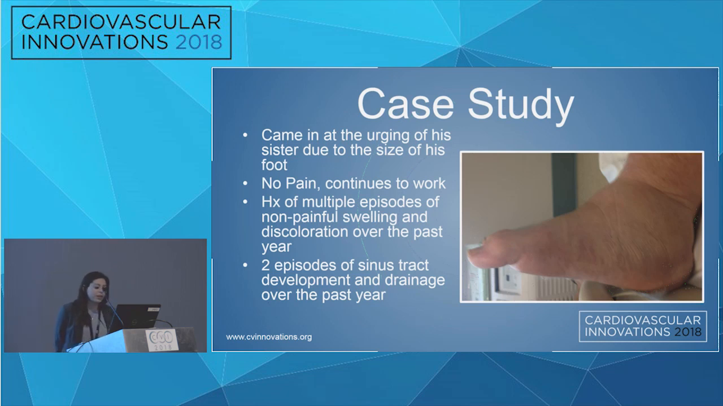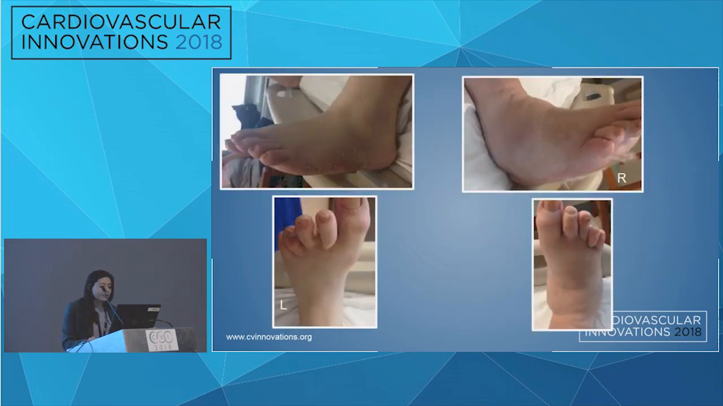History of multiple episodes of non-painful swelling and discoloration over the past year, and then 2 episodes of sinus tract development and drainage over the past year. This is information from his sister. You can see the difference in size of the ankle between the affected and non-affected ankles. Remember that, so whenever he came in, podiatry was consulted 4 days afterwards. So these pictures are actually taken 4 days after he had been admitted with bed rest, elevation, and compressive dressings. This area is where he had the previous sinus tracts and drainage. He had palpable pulses but diminished protective sensation because he's neuropathic.